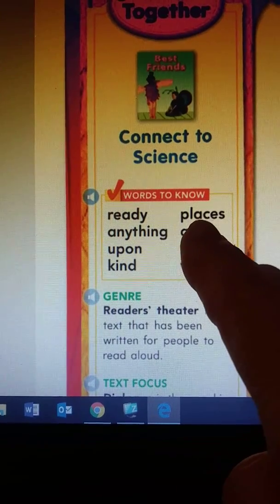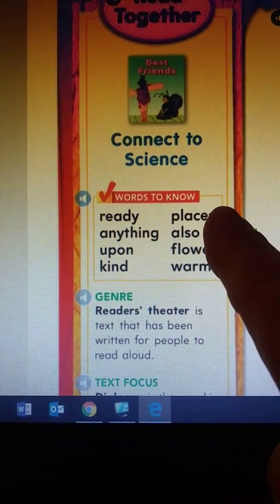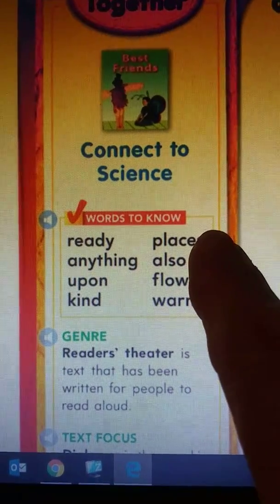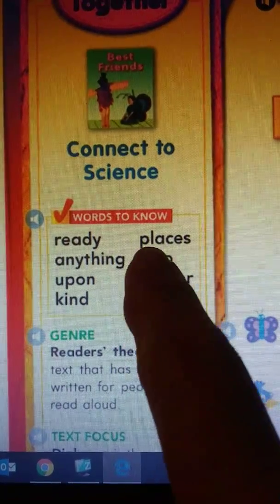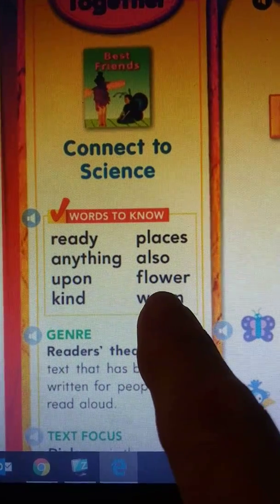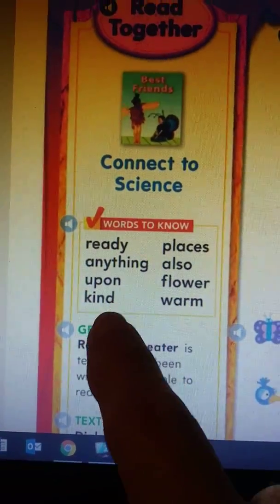The word places, if we cover up the S, we see that there is an E there, and the E tells the A what to say, so that says a long A, so the word is place. Places means there's more than one. Also, flower and warm. Now it says here genre.